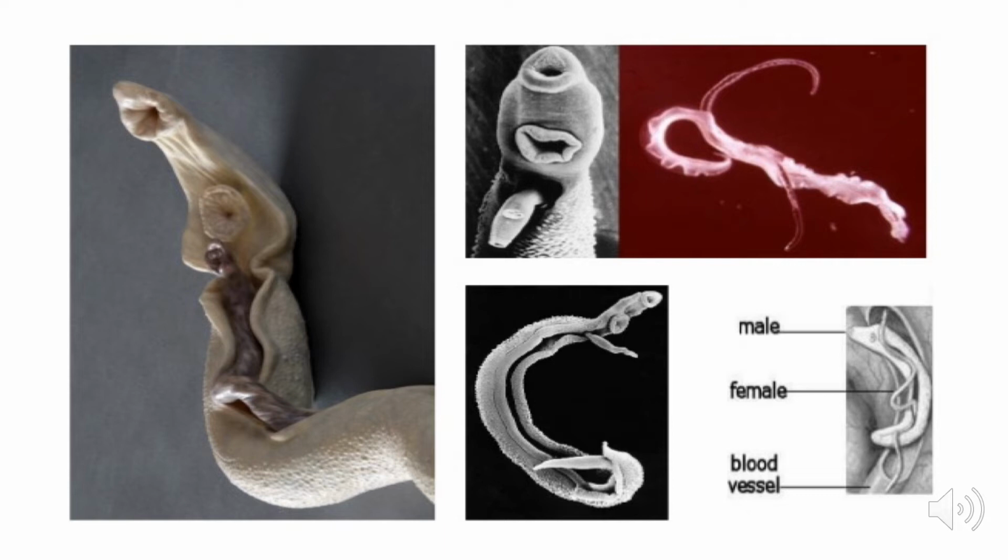These photos show us the presence of the oral sucker and ventral sucker on both the male and female worms. And please do appreciate that the female worms are smaller but longer than the male worms, and they are housed in the gynecophoral canal of the male worms.